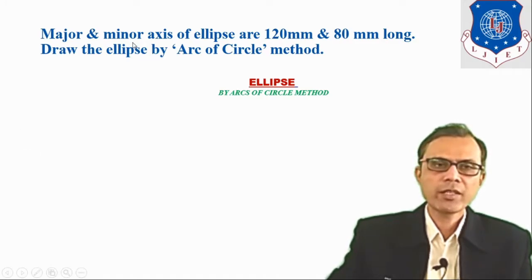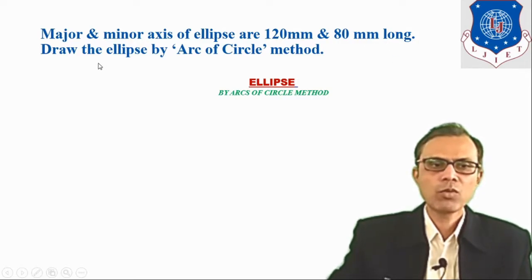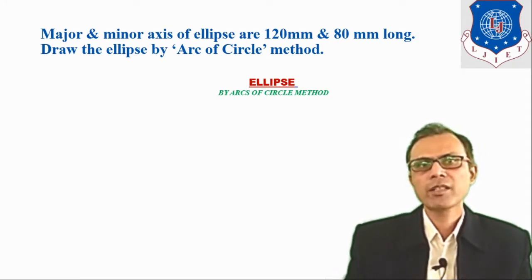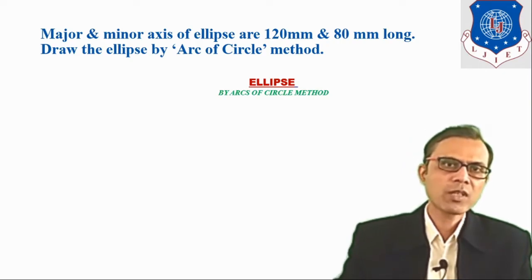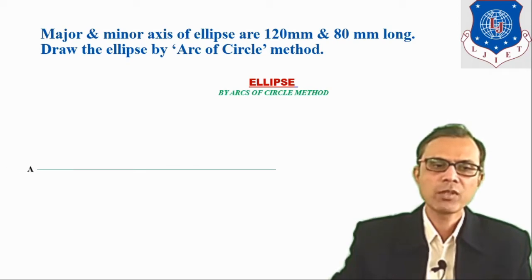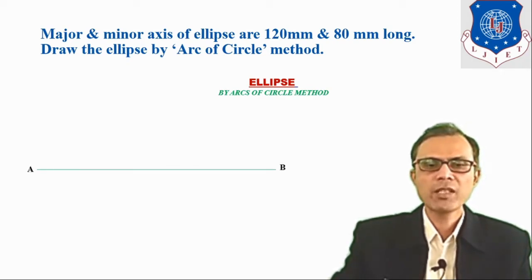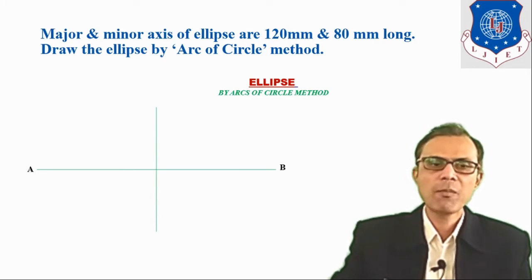Major and minor axes of the ellipse are 120 mm and 80 mm. Draw the ellipse by the arc of circle method. The major axis is 120 mm, the minor axis is 80 mm, and we have to use the arc of circle method to draw the ellipse. So first draw the major axis AB taking the 120 mm dimension.